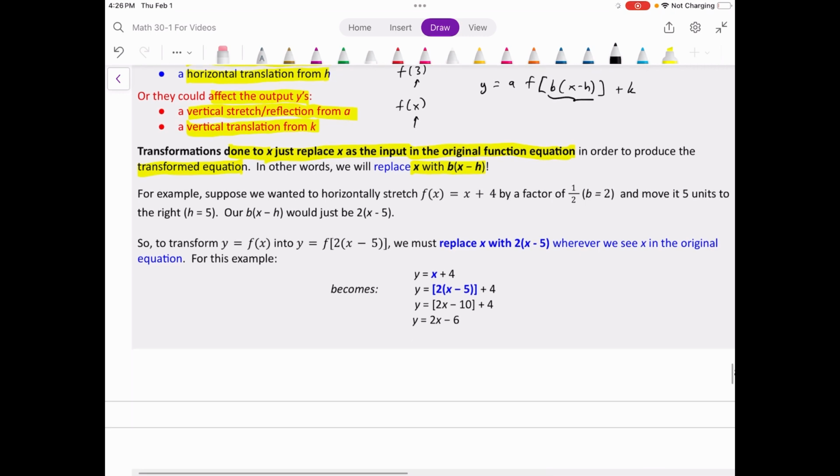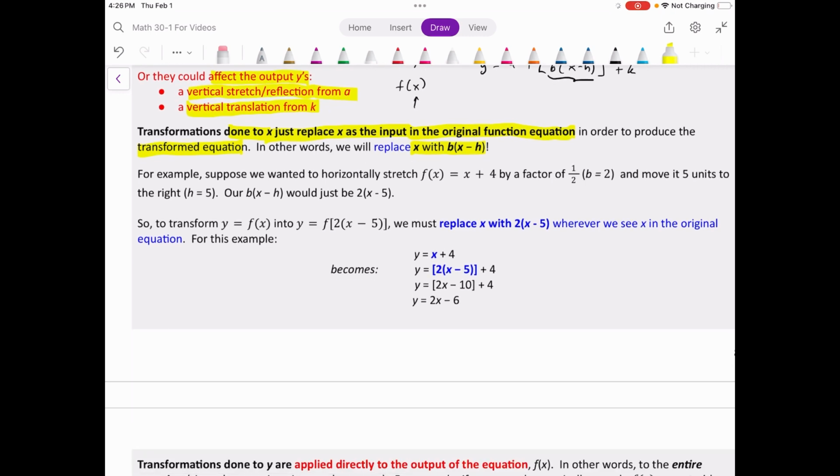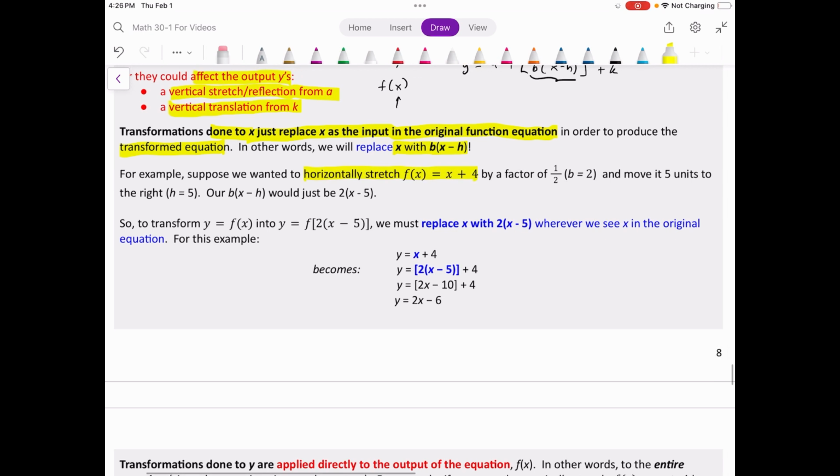So for example, suppose we wanted to horizontally stretch this linear function, f of x equals x plus 4. We wanted to horizontally stretch it by a factor of 1/2, meaning our b is 2. And we wanted to move it 5 units to the right. So h is 5, right? Horizontal translation, 5 units right. Then what is b times (x minus h)? Well, b is 2 and h is 5. So b times (x minus h) is 2 times (x minus 5).